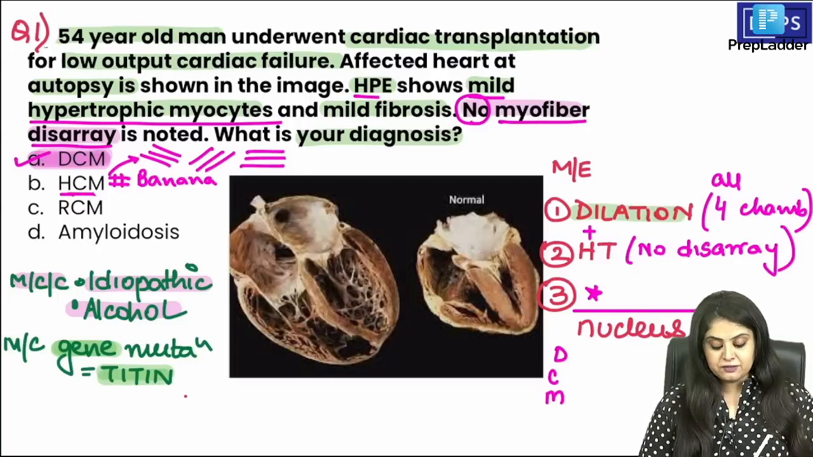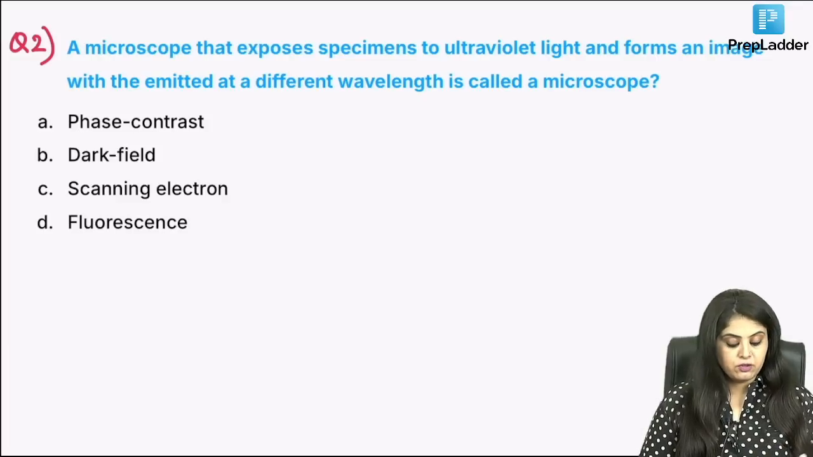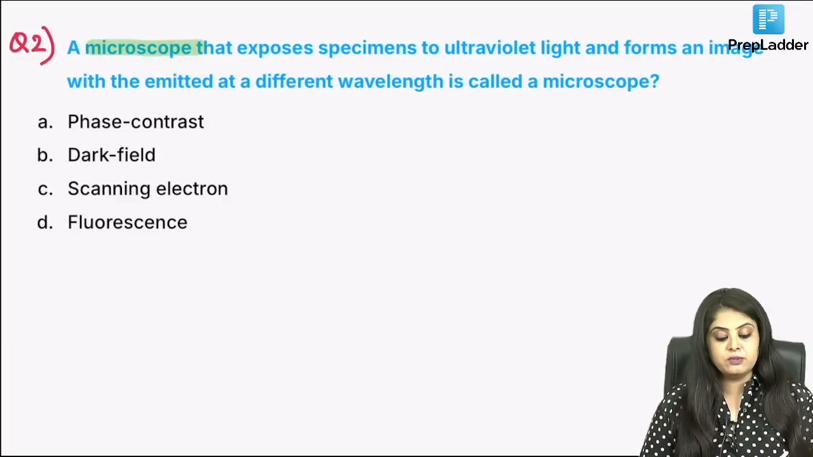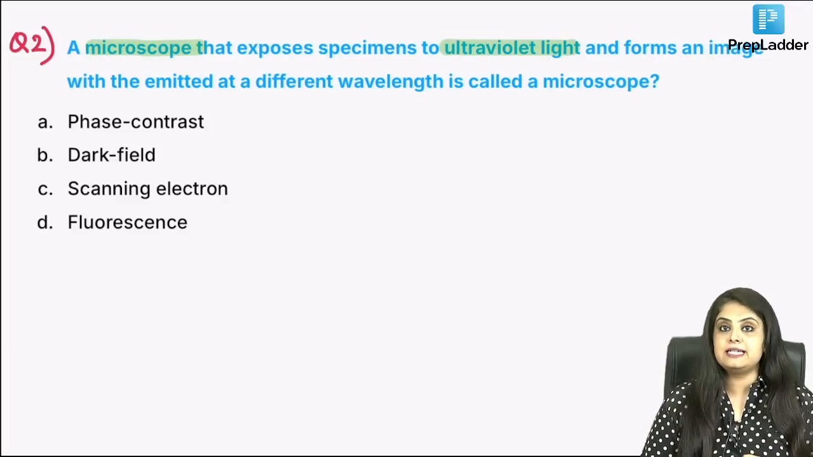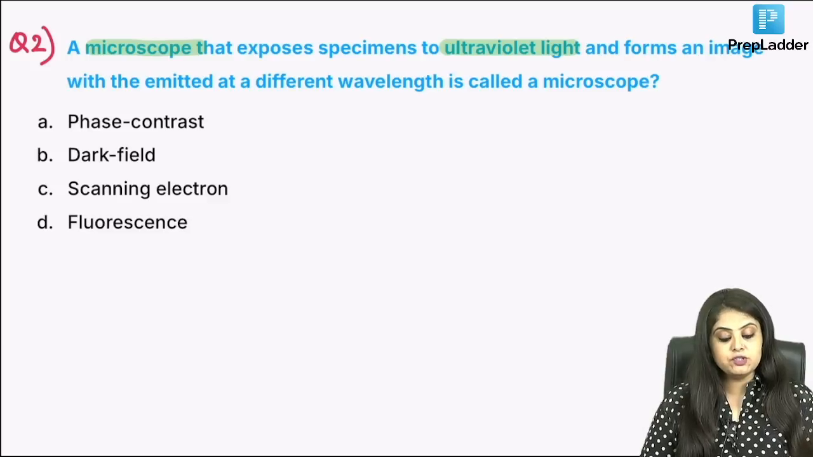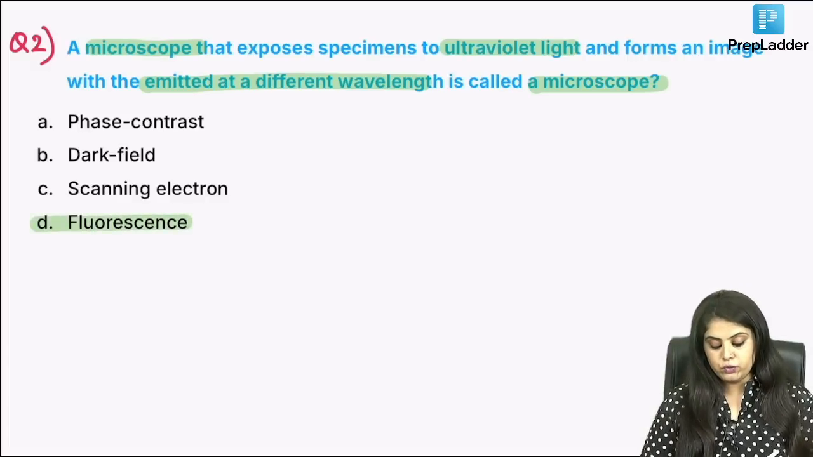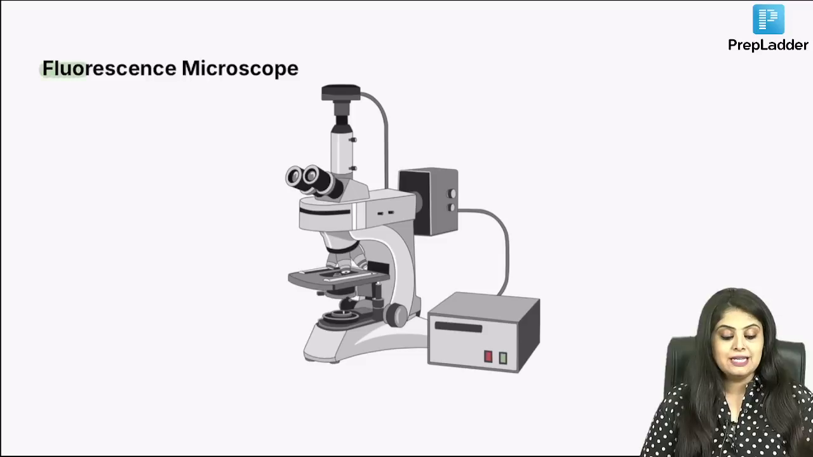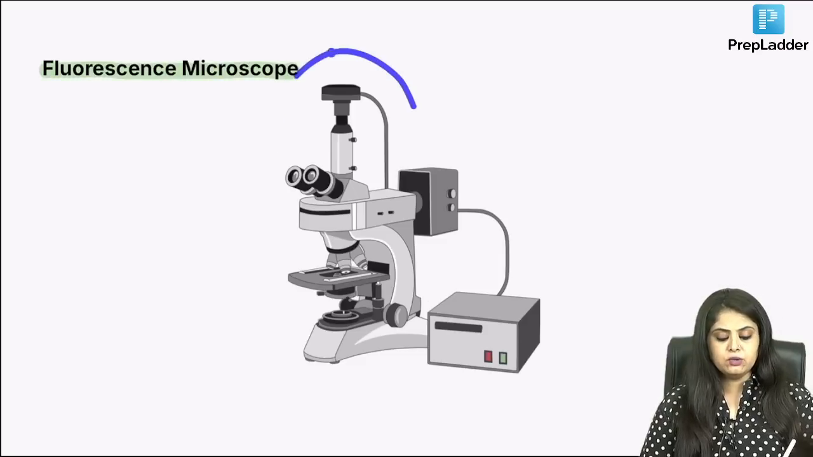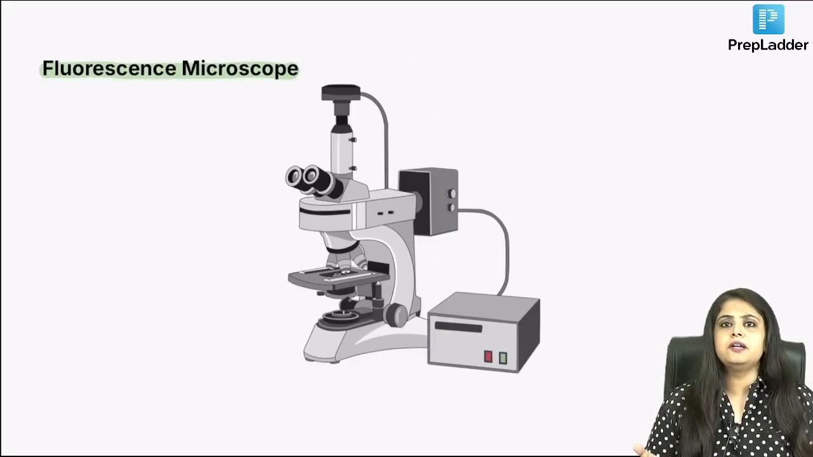Let's move on to question number 2, which is from microbiology, asking you about a microscope that exposes the specimens to ultraviolet light and forms an image which is emitted at a different wavelength. What is this microscope called? The answer is known as fluorescence microscope, and I'll show you an image over here and get back to the question. This is a fluorescence microscope, but it looks exactly similar to a regular light microscope.